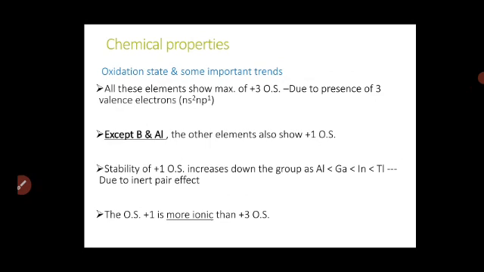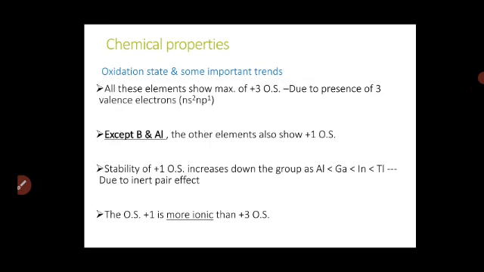So common oxidation state is +3 due to presence of 3 valence electrons that we have already seen in electronic configuration, ns2 np1. In these elements, except boron and aluminium, other elements also show +1 oxidation state, and that we have seen in last class.